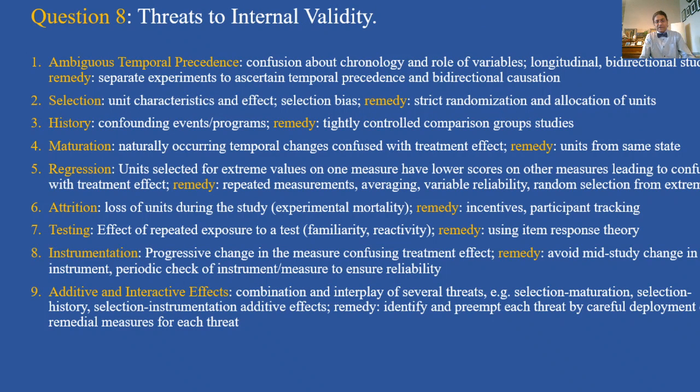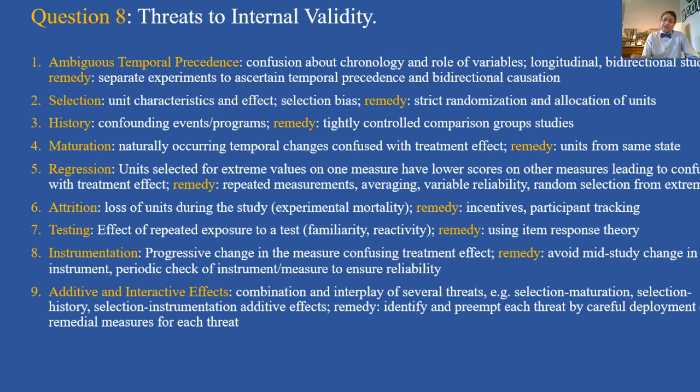We've seen what internal validity is. Now, let's look at what are the threats to internal validity. The first threat the textbook describes is ambiguous temporal precedence. When there is a confusion about the chronology and role of variables, it is called ambiguous temporal precedence, which is like proving whether variable X, that is treatment, occurred before Y, that is the outcome, which happens especially in longitudinal or bidirectional studies, and it's difficult to really prove in real life.